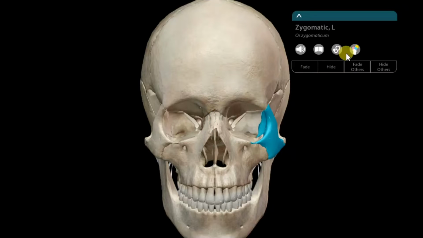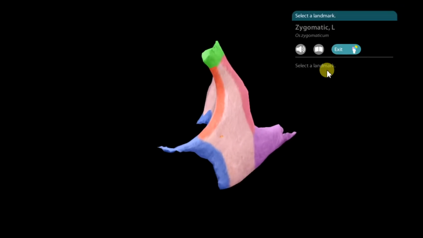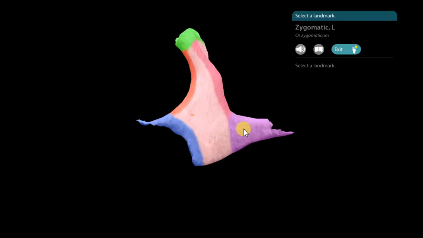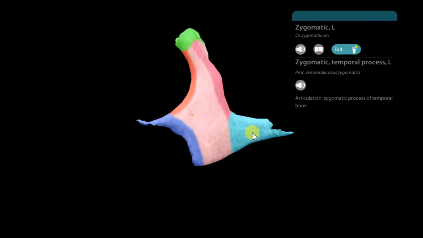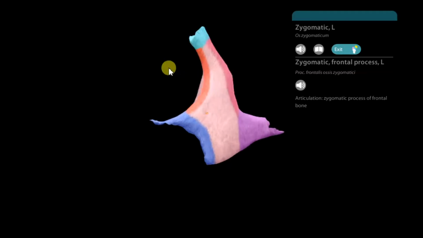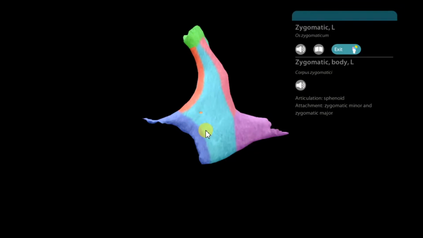Let's start speaking about the zygomatic bone. The topography of the zygomatic: as we see, it is the articulation between the zygomatic and temporal bone. It's called the zygomatic temporal process. And the green one is called the zygomatic frontal process, which makes the articulation with the frontal bone. And this is the body of the zygomatic bone.